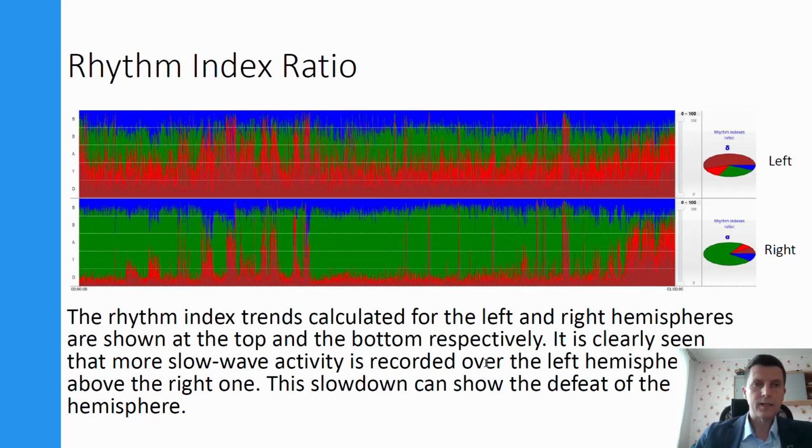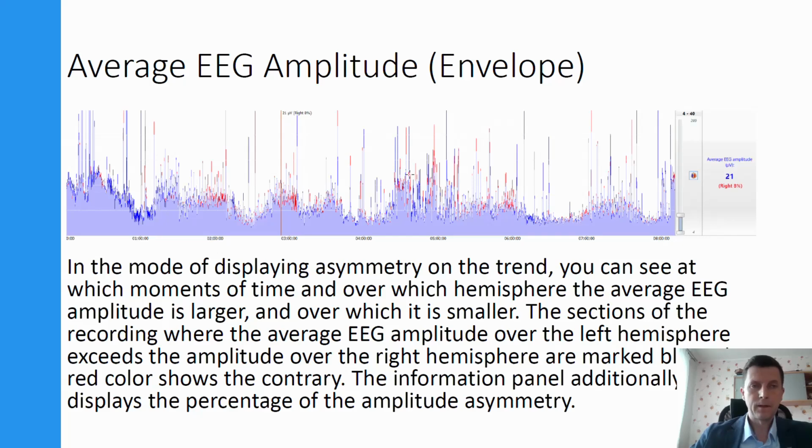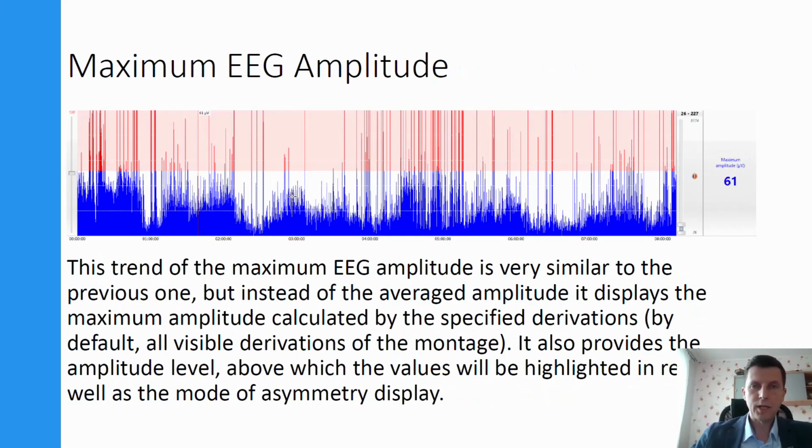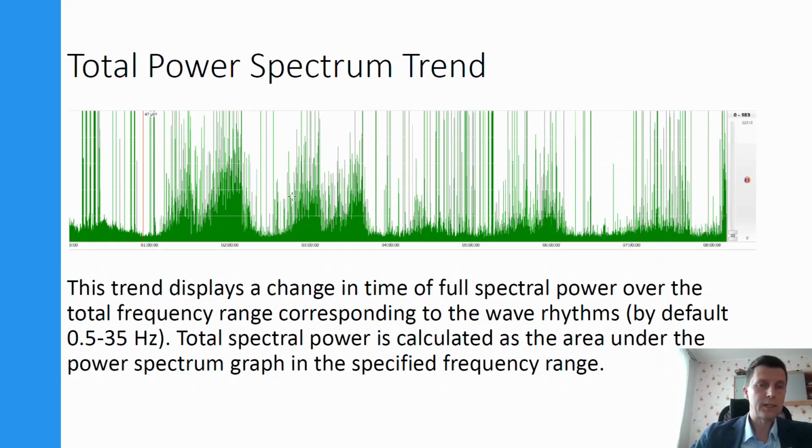Another kind of trend is average EEG amplitude, or so-called envelope, where we can see the average EEG amplitude, and it is very easy to navigate to parts where amplitude is bigger. We can also compare the left and right hemispheres with blue and red colors. Maximum EEG amplitude trend. Number of spikes and sharp waves is also a very helpful trend which can help us review epileptiform activity very fast during long-term EEG recording.